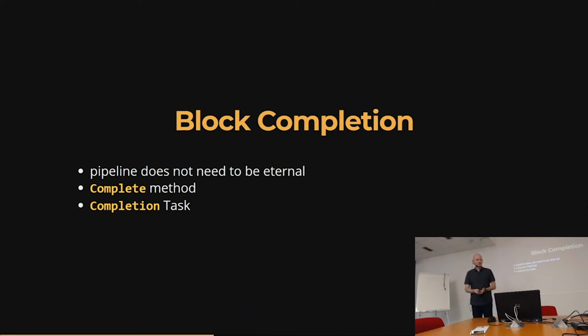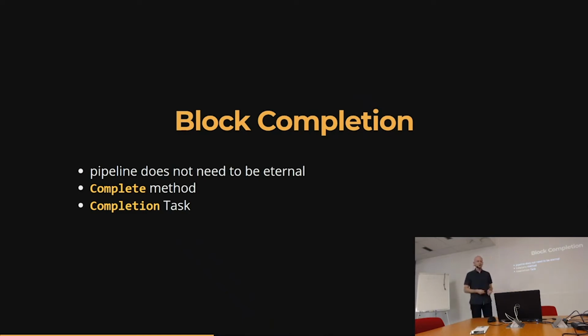To do that, there are two things provided in the blocks. There's a complete method, and this method, once called, tells the block, okay, we are done with sending you messages. You should now stop accepting any messages. You should process all the messages you have in your buffers, and when you're done, let us know. And the way the block lets us know is using the completion task. This task does not return any value. It's a task or task unit, and it only tells us whether the block is still running or not.